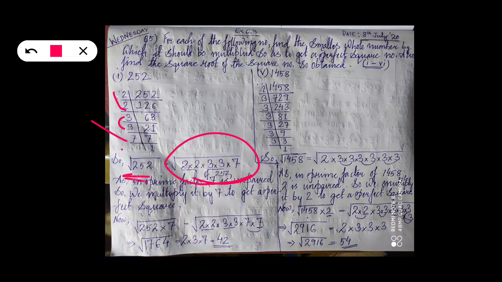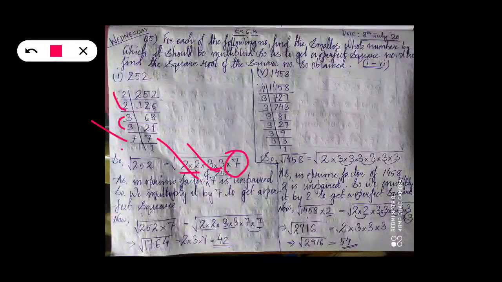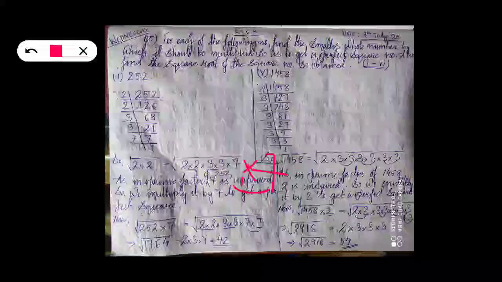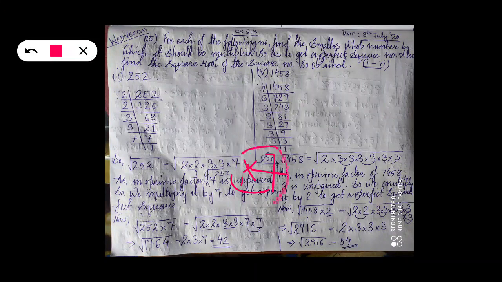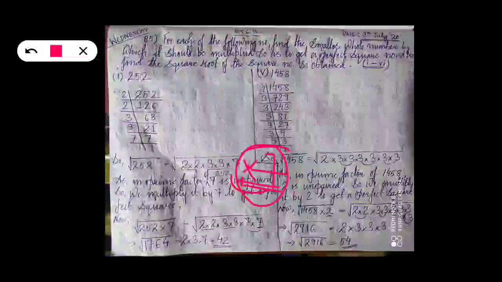See, I made a pair over here. 2 is a pair, 3 is a pair. What is unpaired? 7 is unpaired. To be a perfect square, all the numbers have to be in pairs. But in this case, 2 is in pair, 3 is in pair, but 7 is unpaired. So whatever is unpaired, you have to make a pair. What do you have to add here to make it a pair? You will multiply by 7, isn't it? So 7 will also become a pair. That's why the answer is you'll have to multiply with 7.